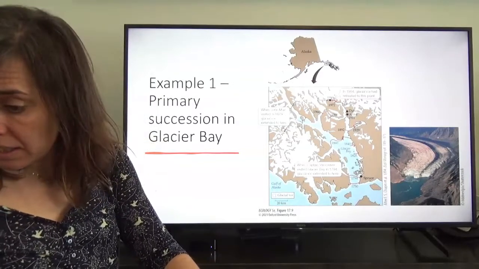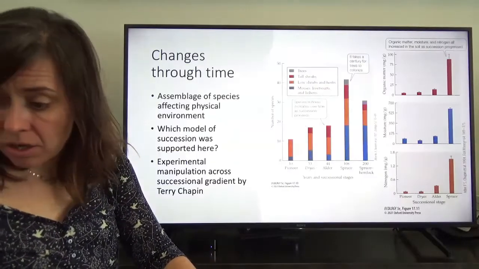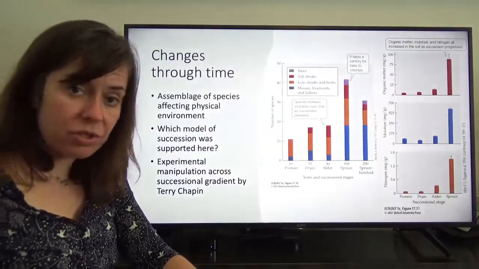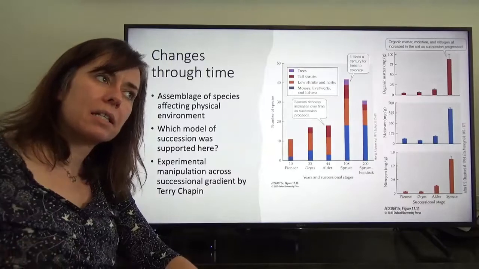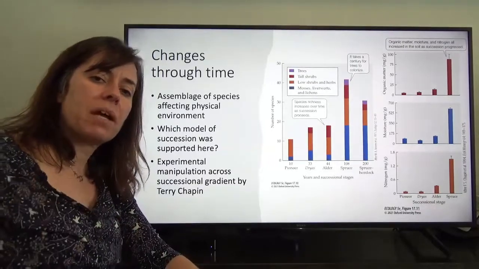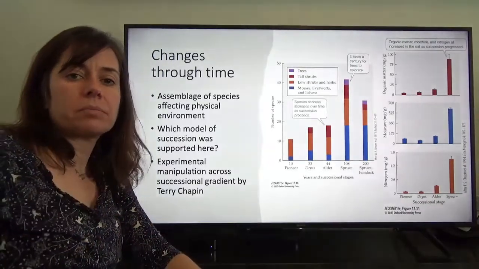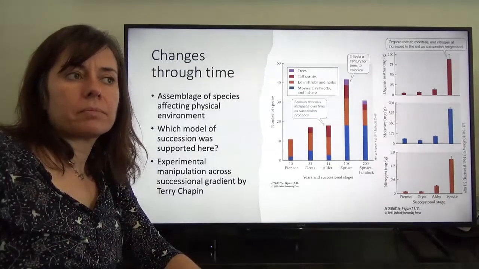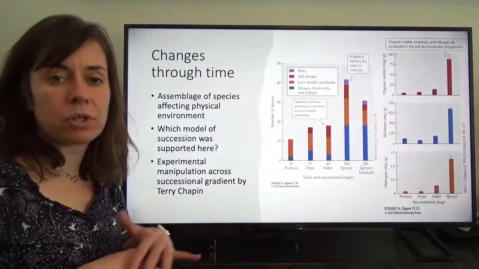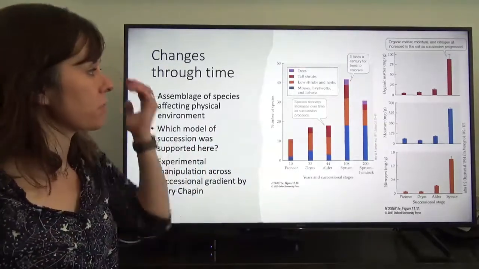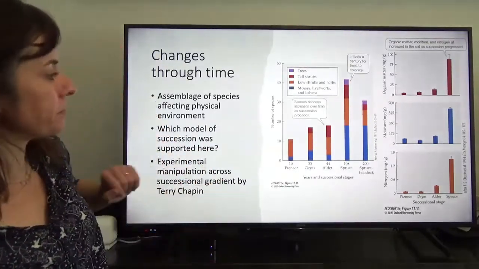Okay, so glaciers are a really cool place, though, to study primary successional processes. As the glacial ice retreats, you have bare, exposed substrate that has no life, totally devoid of life, right? It's been underneath the ice for some extended period of time.